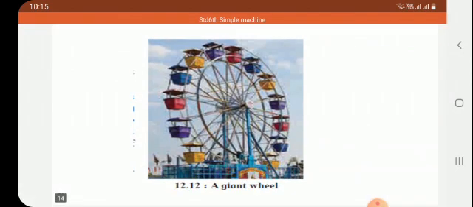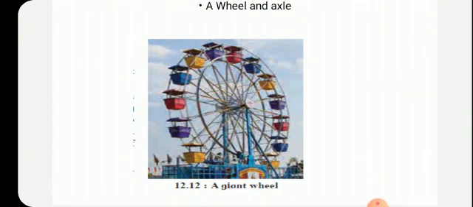Children, we had studied the 5 different types of simple machines. Whatever simple machines we are using or whatever work we are doing and therein we are using some machines, these are divided into 5. So which are they? An inclined plane, wedge, lever of 3 types, then pulley and a wheel with axle.